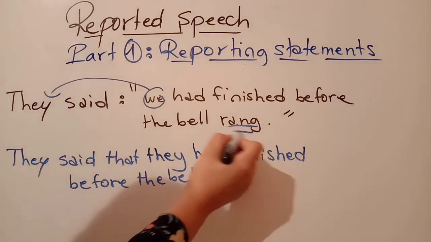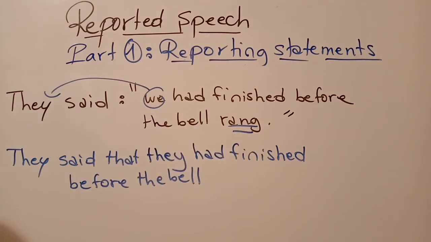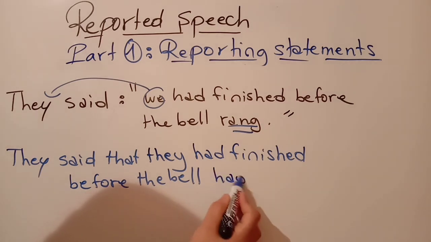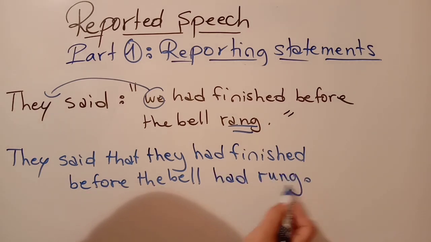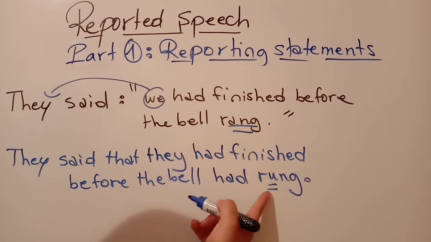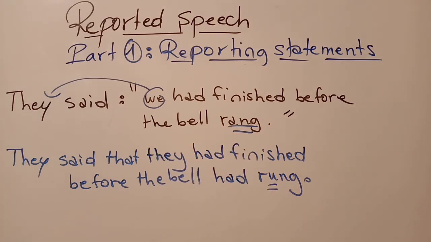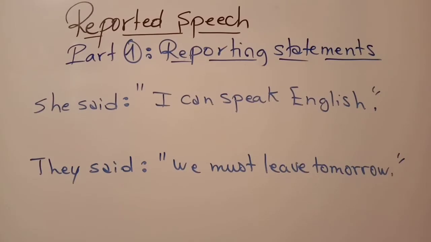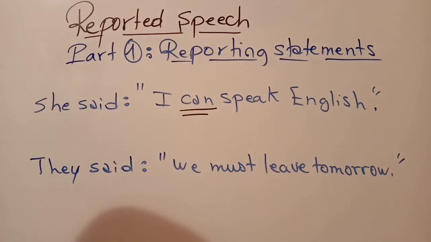So here you have to be careful. You have simple past becomes past perfect simple before the bell had rung. Okay? A simple past participle is with you. Right? Good. Now let's study examples with modals. First example, she said, I can speak English. Okay? I can speak English. So as you see, you have the modal can. So can becomes could. We provide the past form of the can.